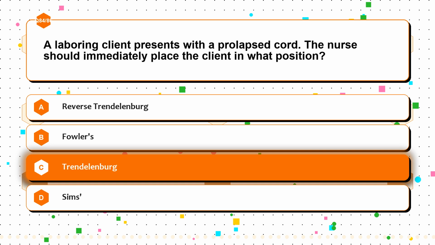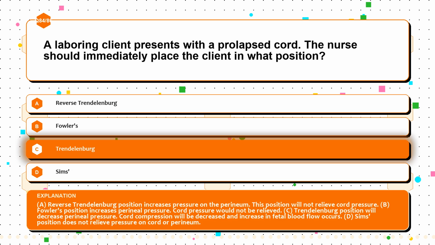The correct answer is option C, Trendelenburg. A. A reverse Trendelenburg position increases pressure on the perineum. This position will not relieve cord pressure. B. Fowler's position increases perineal pressure. Cord pressure would not be relieved. C. Trendelenburg position will decrease perineal pressure. Cord compression will be decreased and an increase in fetal blood flow occurs. D. Sims position does not relieve pressure on the cord or perineum.